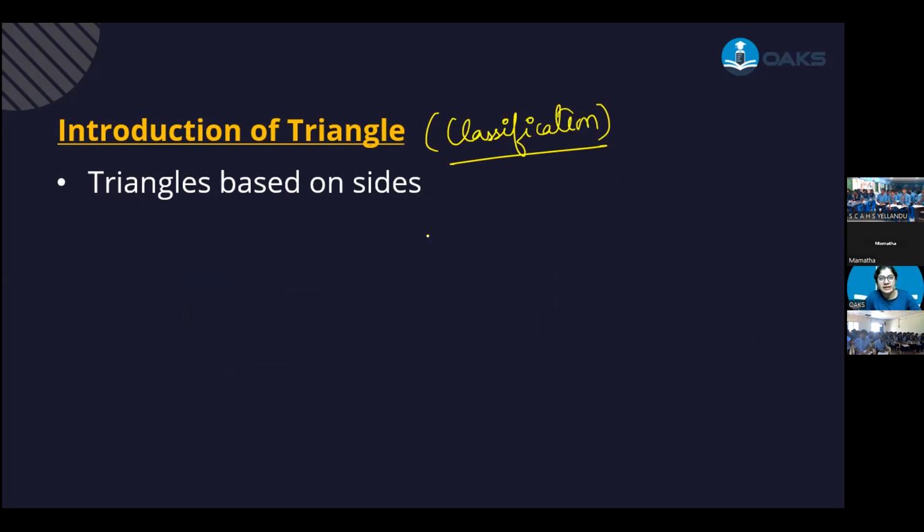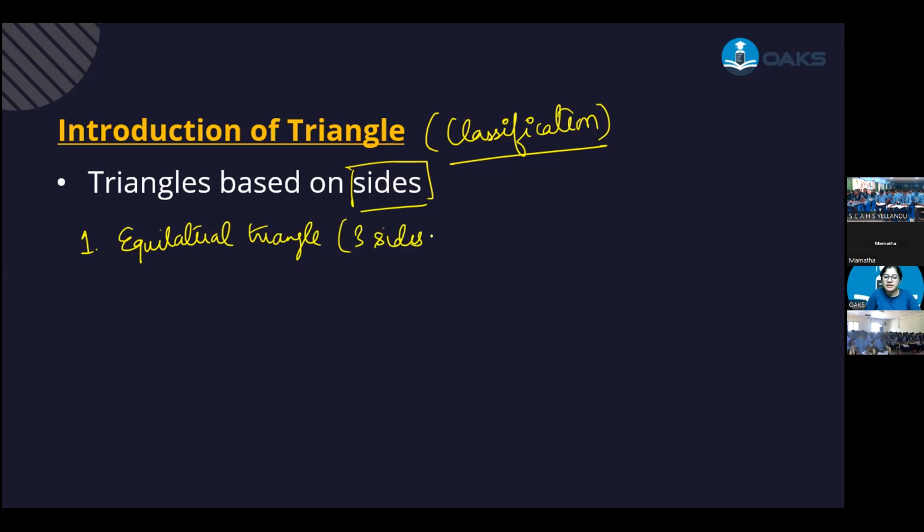Okay, let me give you a hint. Based on sides, a triangle which has all the sides equal, what is the name? It's an equilateral triangle, right? So the first triangle I am talking about is the equilateral triangle, and all three sides are equal, right?